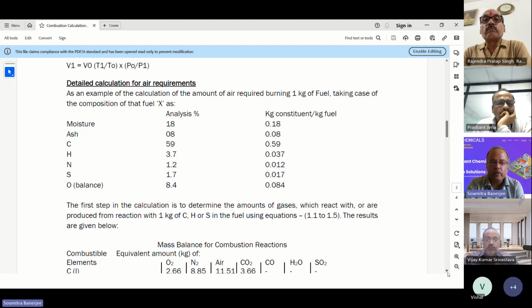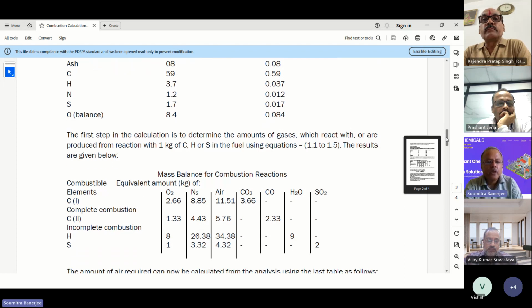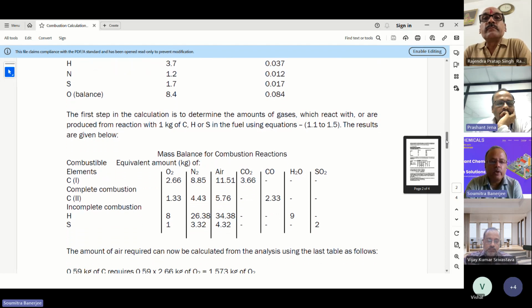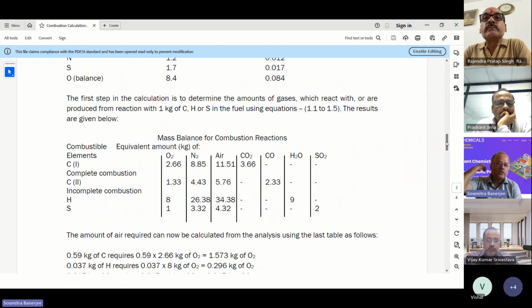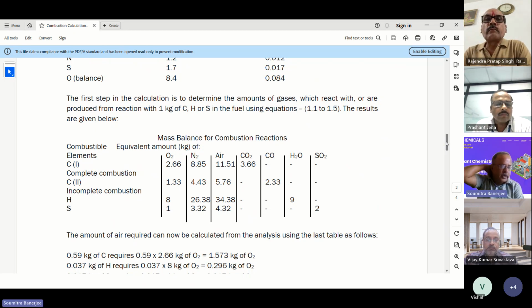Like this, it goes. And in that Excel sheet, which I'm going to show you after this PDF, you will be able to find all these calculations being done with the formula. And I'll supply you that Excel sheet with the formula so that you can always take the coal analysis, ultimate analysis, and do these calculations.